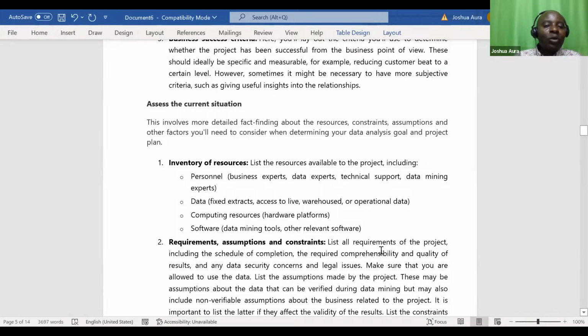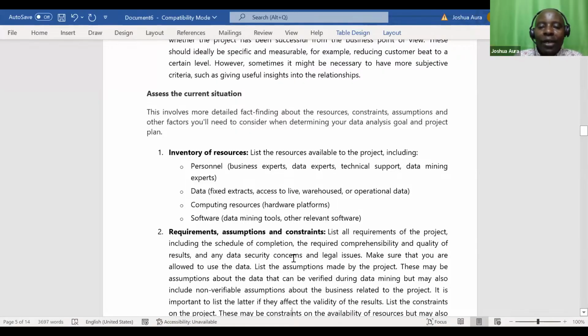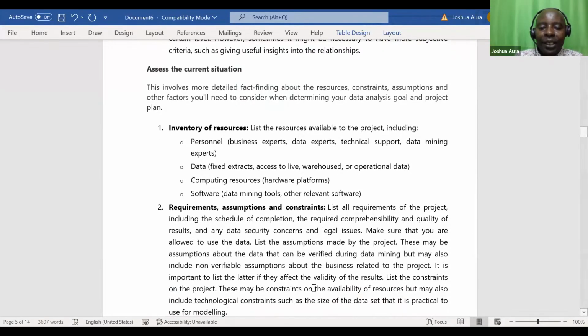List all the requirements of the project, including the schedule of completion, the required comprehensibility and the quality of the results, and any data security concerns and legal issues. Make sure that you are allowed to use the data, because you may extract data that you can't use outside there. List the assumptions made by the project.